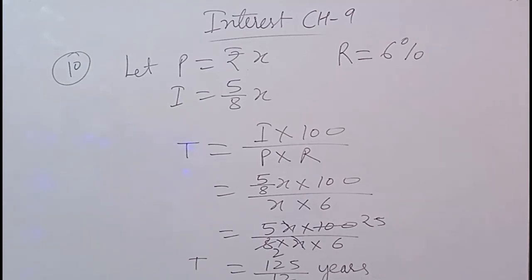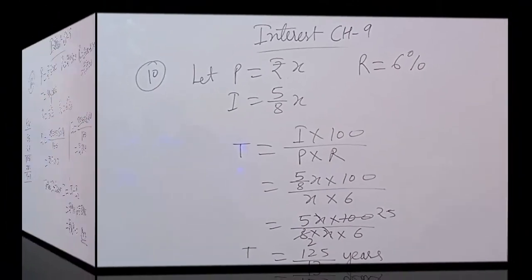X and X cancel, 4 twos are 8 and 4 twenty-fives are 100. 25 fives are 125. So 125 upon 6 twos are 12. 125 upon 12 years, that is 10 years 5 months. So time will be 10 years 5 months. In that manner you will do question number 10.